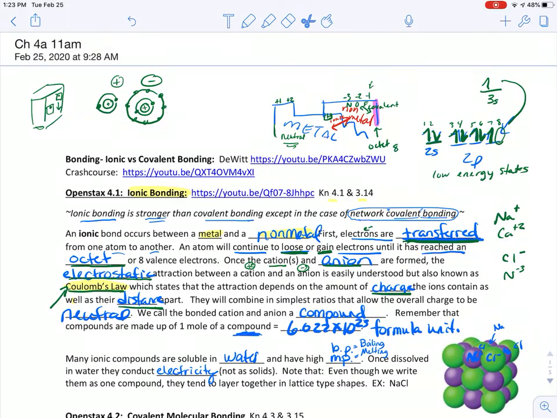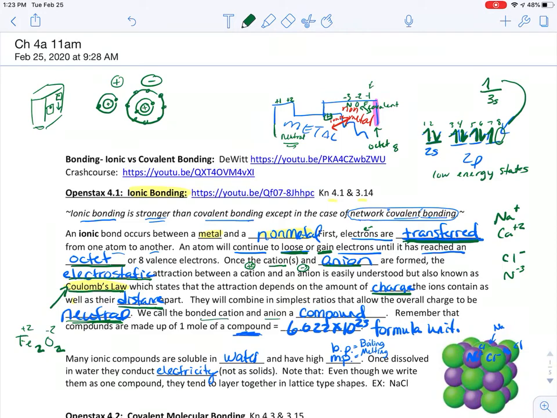They also combine in the simplest ratio that will allow the overall charge to be neutral. So ionic things, make sure they're neutral. So if you have Fe plus 2 and it's combined with O minus 2, the ratio should be 1 to 1, not 2 to 2.